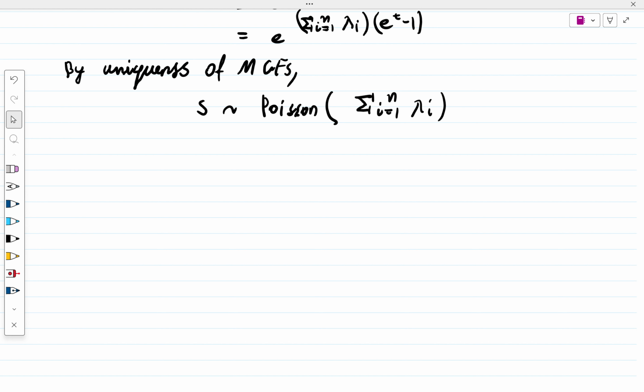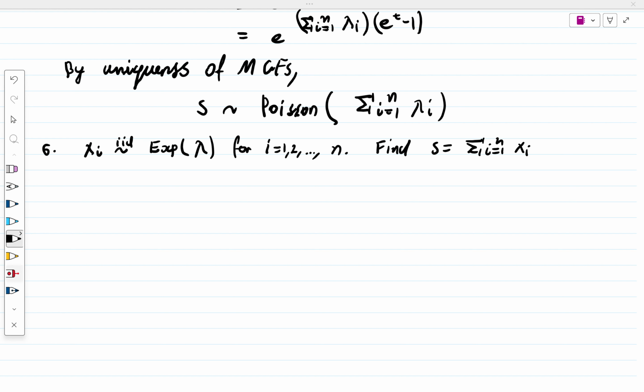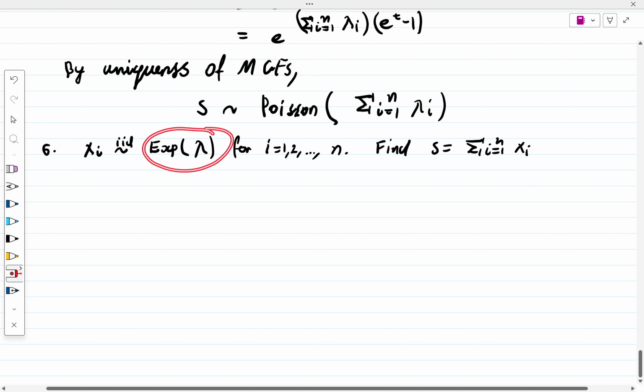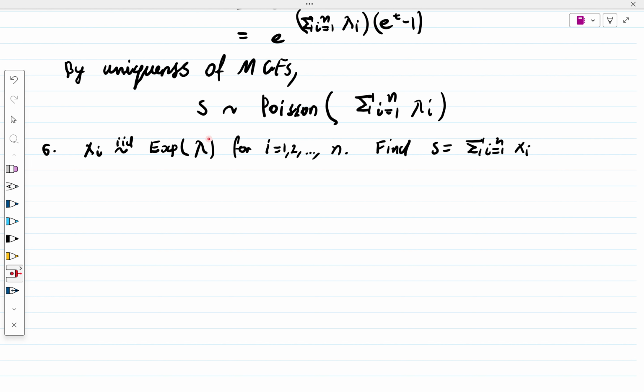Let's look at another interesting example. In this example, we're going to look at the exponential function. And we're going to say that each xi has an exponential distribution. All of them have lambda, so they each have lambda as their respective parameter. And what we want to know is the distribution of the sum of those random variables.